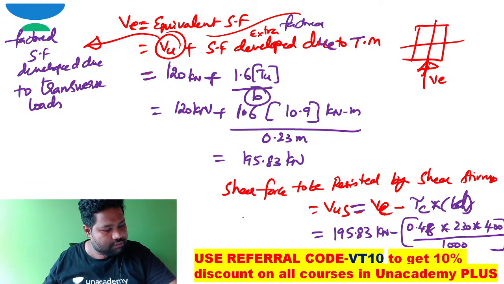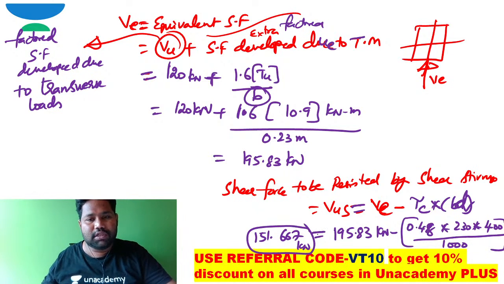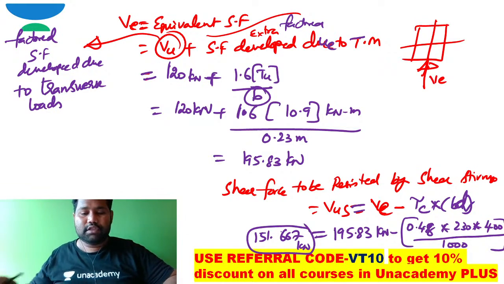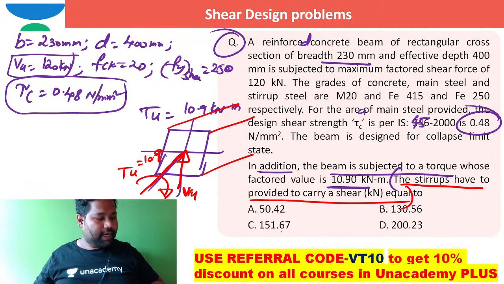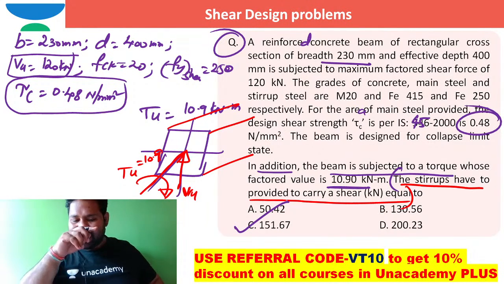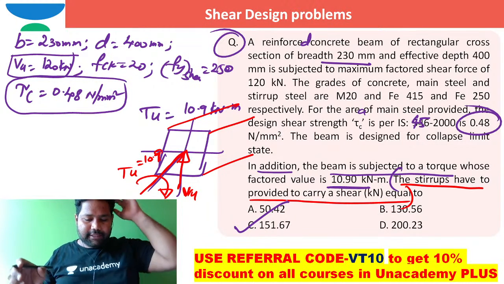When you work this out directly, the answer is 151.667 kilonewton. This is the shear force for which I need to design the shear reinforcement. So can you pick this option as 151.67? Yes. So option C is the correct one. Is that okay, brother?